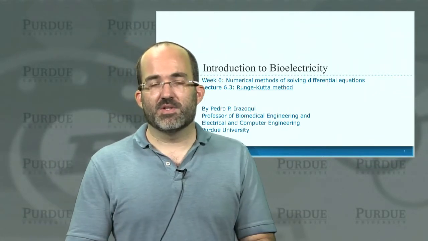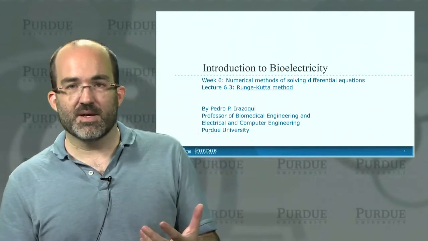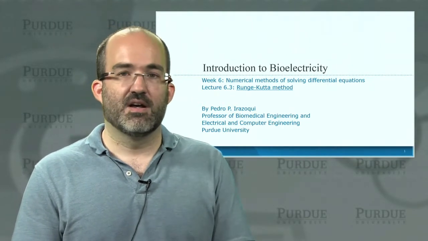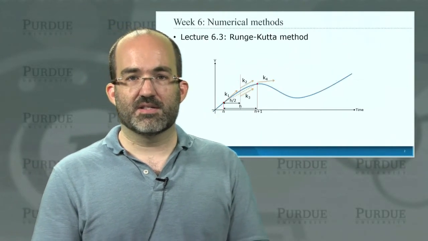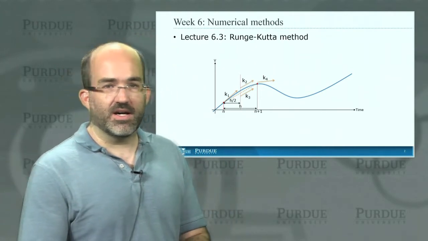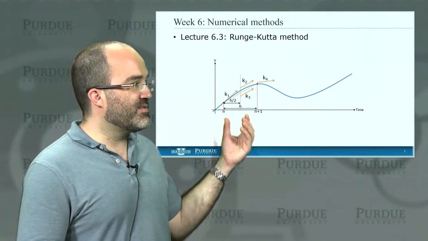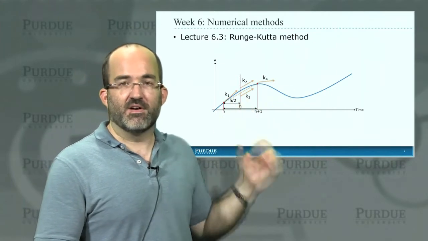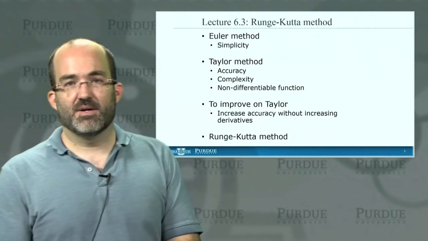In this lecture, we're going to talk about the Runge-Kutta method, a third method and the last method we'll learn about in this course for solving differential equations, and one which presents many of the advantages of the preceding methods that we discussed. In the Runge-Kutta method, instead of using a single slope, we're using a number of slopes. But before we get that far ahead, let's go through it step by step.